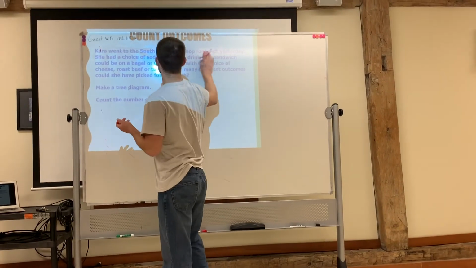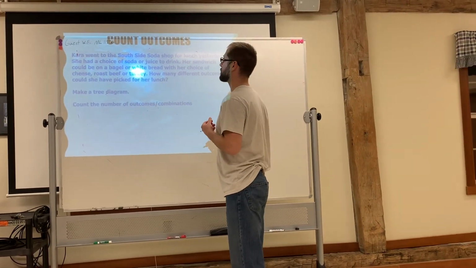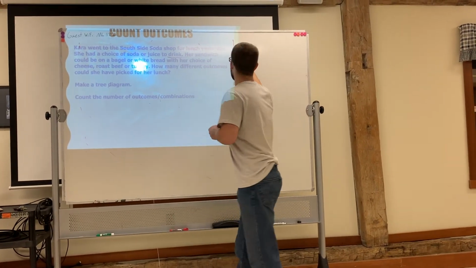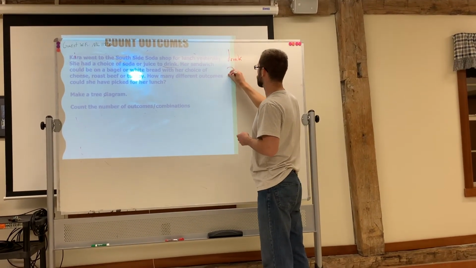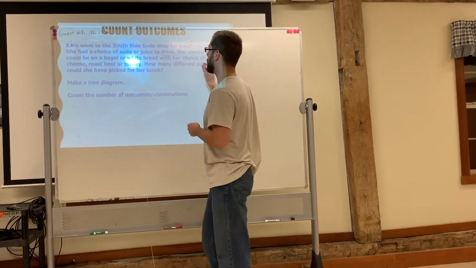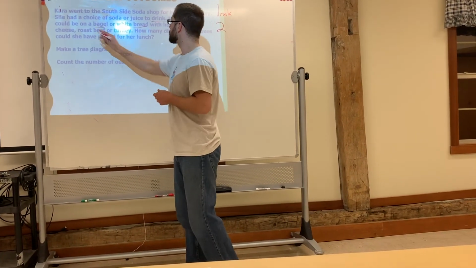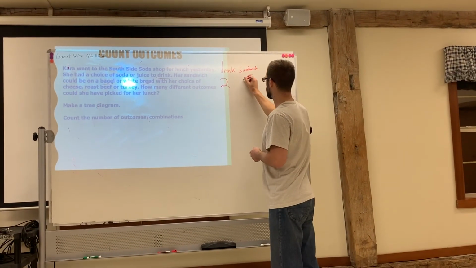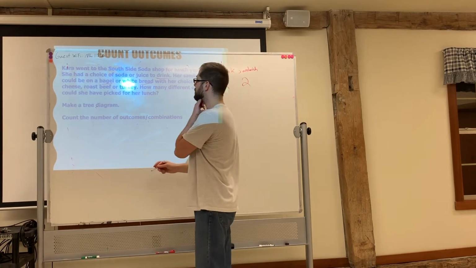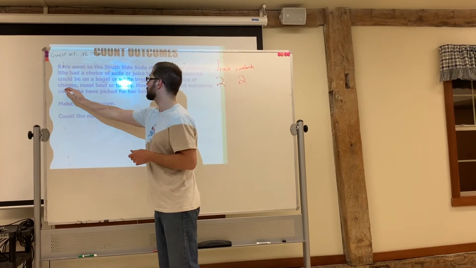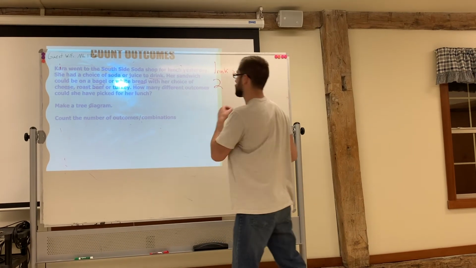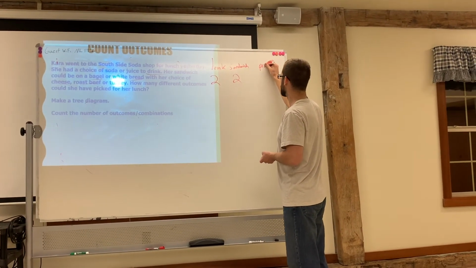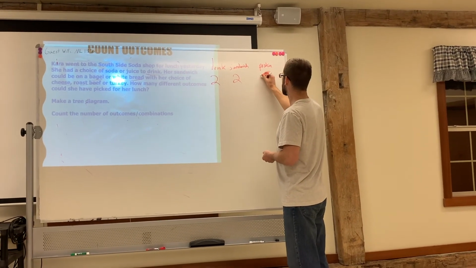Kara went to the Southside Soda Shop for lunch yesterday. She had a choice of soda or juice to drink. So for the drink choice, there are 2 options. Her sandwich could be a bagel or white bread. So for the sandwich, I see 2 options. And her choice of cheese, roast beef, or turkey. I don't know what to call that, so let's say protein. She has 3 options.